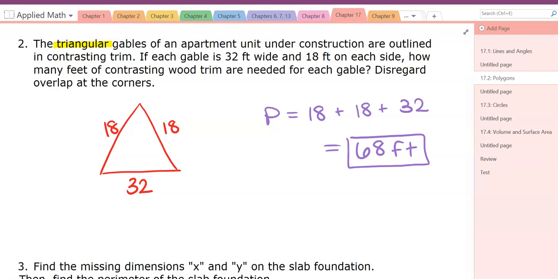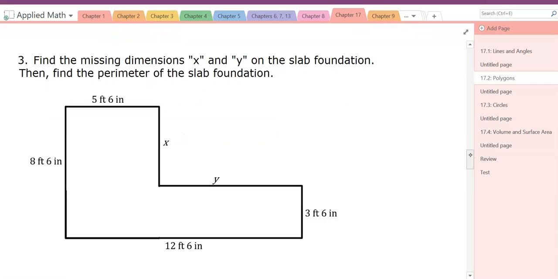All right, so when you know those basic shapes, rectangles, triangles, squares, they can start throwing what's called composite shapes at you. Composite shapes are when they start taking those little shapes and sticking them together, creating a new, more complex shape. So that's what we're going to work with here. On this one, we want to figure out what the missing dimensions are for this foundation. So I'm looking for X and I'm looking for Y. And then they also say find the perimeter. So after we find X and Y, we'll also need to figure out what the perimeter is. So this is kind of like a three-part question.